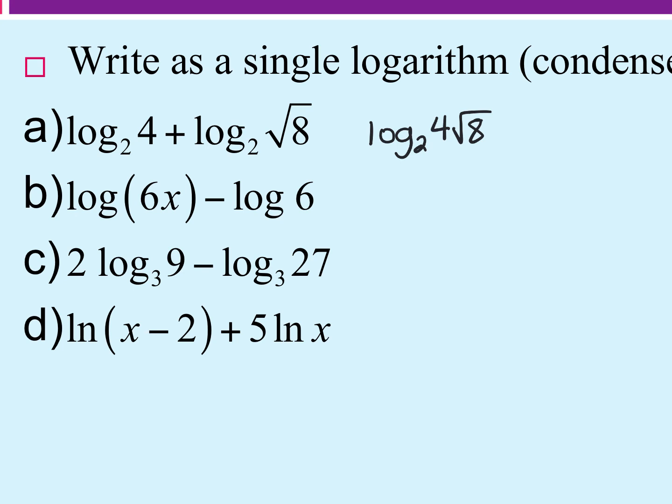B says log of 6x minus log of 6. So the minus tells you to do what? Divide. So this would be log 6x over 6. And you can actually simplify that to be just log of x. Oh. Wait, 6 divided by 6 is 1? Yep.